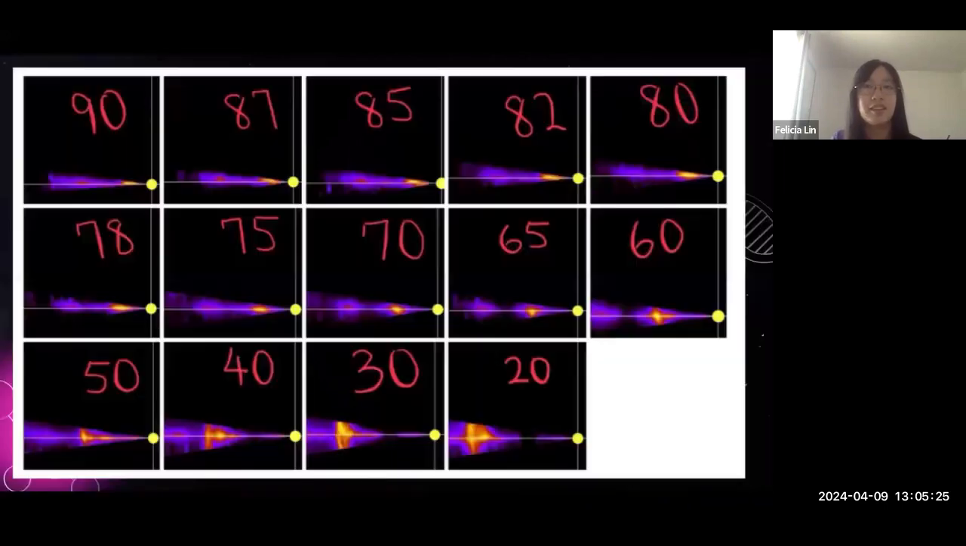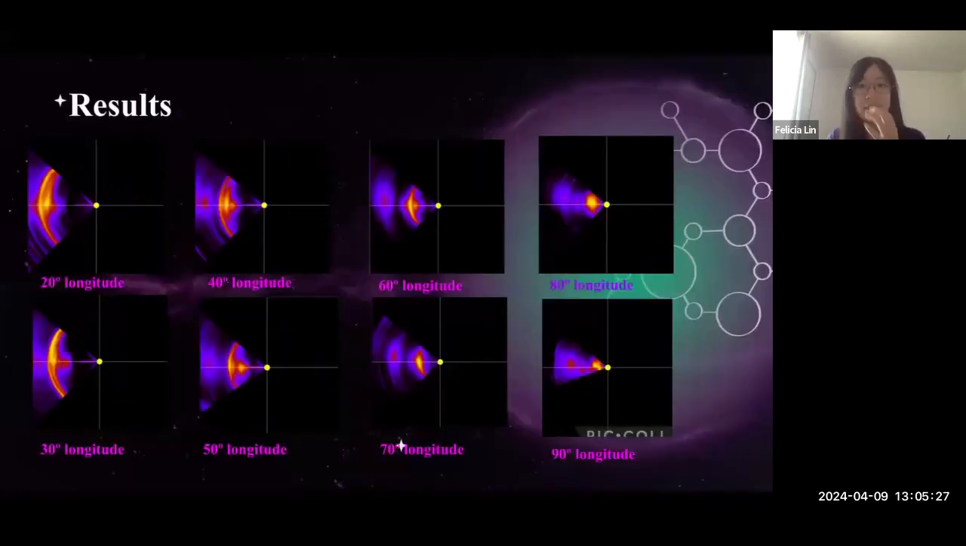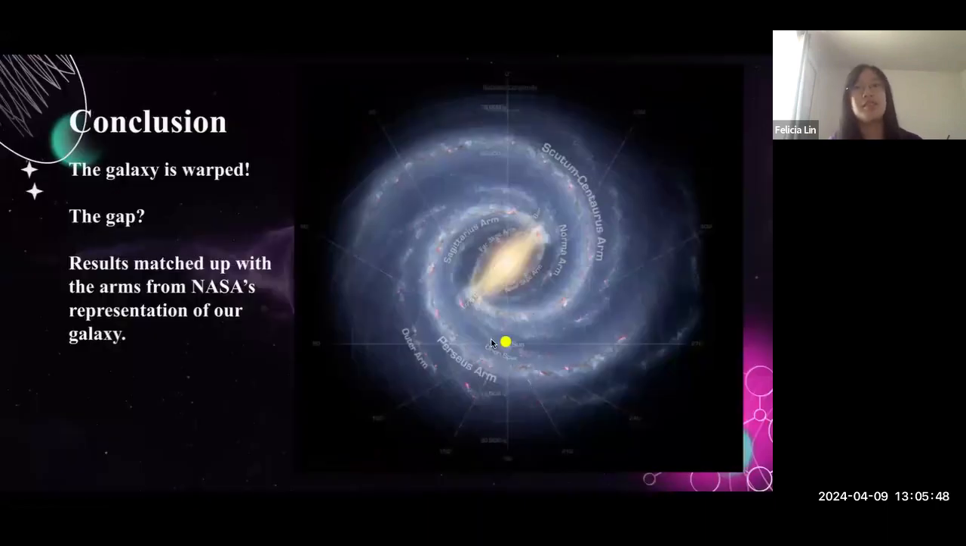And we also showed that in our data, there isn't much brightness around the sun until we get really close to 90 degrees, where we're detecting the stars right beside us. And that also fits with the data from NASA, which we were very happy about.